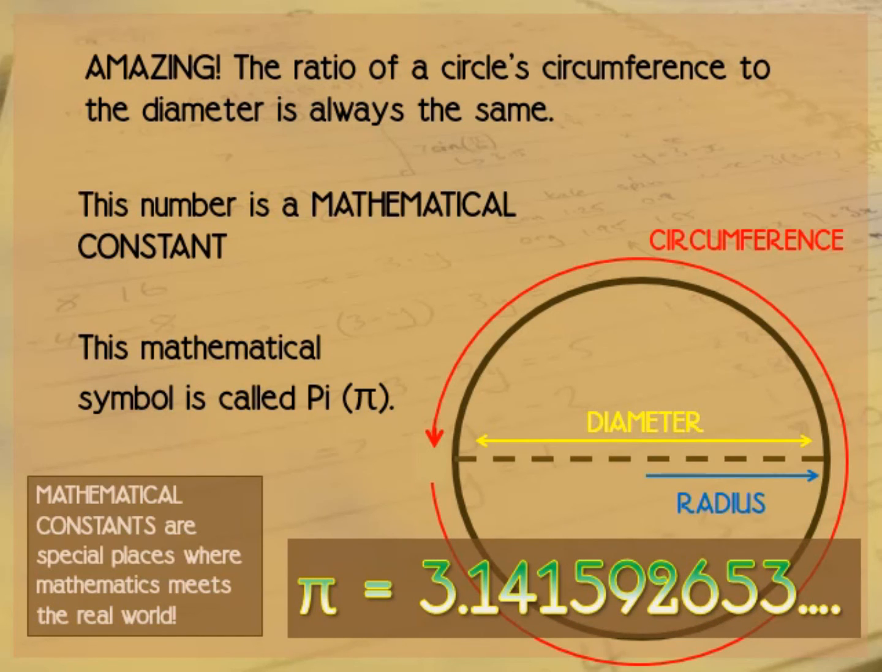And pi is 3.141592653... Pi goes on forever. So that is the relationship between the circumference of a circle and the diameter of a circle.